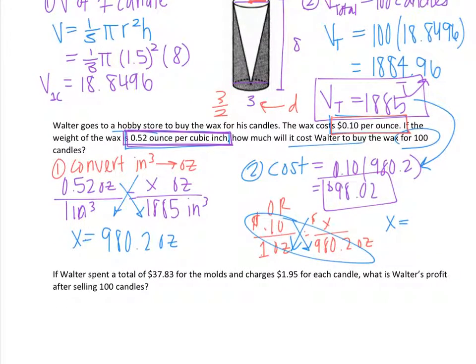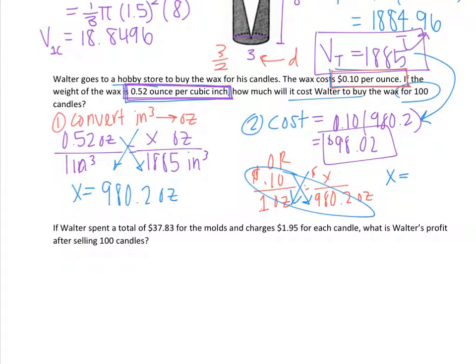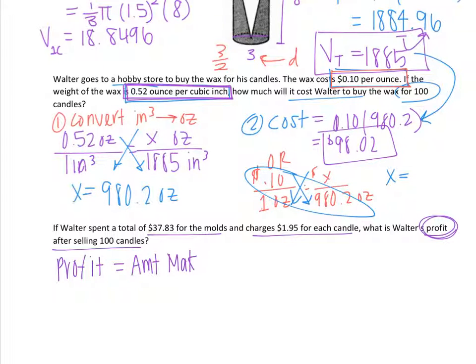Last part to this question says that Walter spent a total of $37.83 for the molds, and he charges $1.95 for each candle. What is Walter's profit after selling 100 candles? Now, if you think about profit, that's a relationship between the amount that you've made and the amount that you have spent. Typically, you make more than you've spent, otherwise you wouldn't be doing it. So amount made minus amount spent will give you your profit.